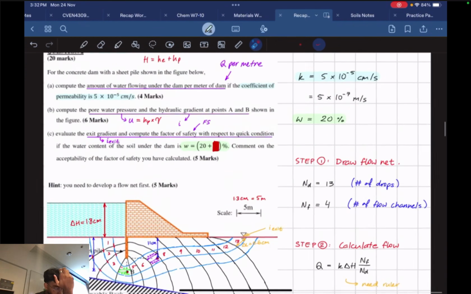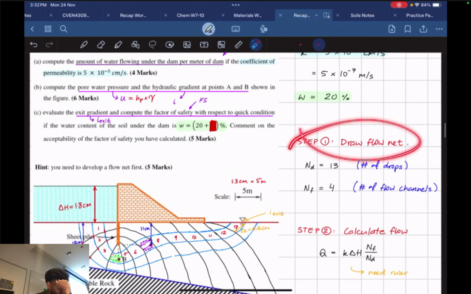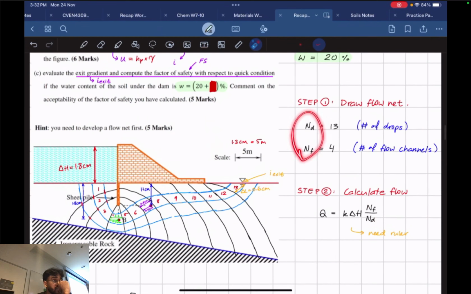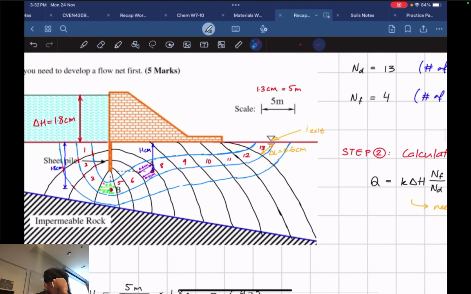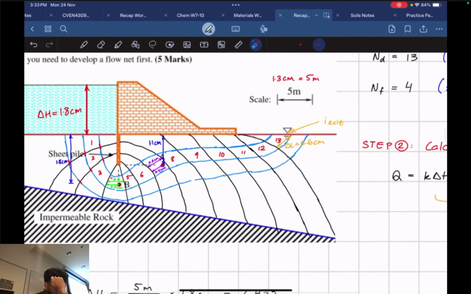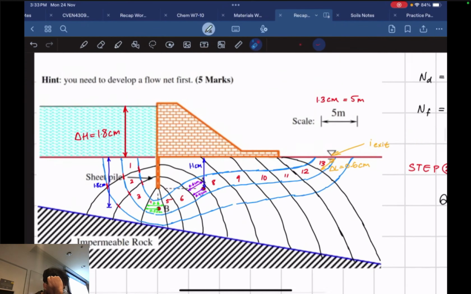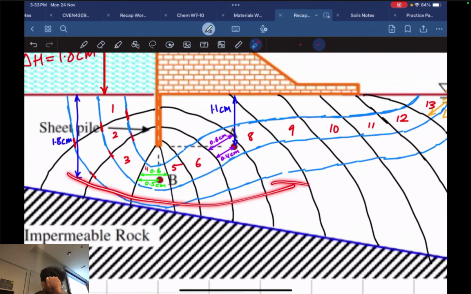Okay, so first question: compute the amount of water flowing under the dam per meter. So step 1 is to obviously draw your flow net, find your ND and your NF. So number of drops. I'm choosing this flow channel here to analyze. So I've got 1, 2, 3, 4, 5, 6, 7, 8, 9, 10, 11, 12, 13 drops. So ND is going to be 13. And the number of flow channels, I've got 1, 2, 3, 4. It's really small here, but it goes up like that.